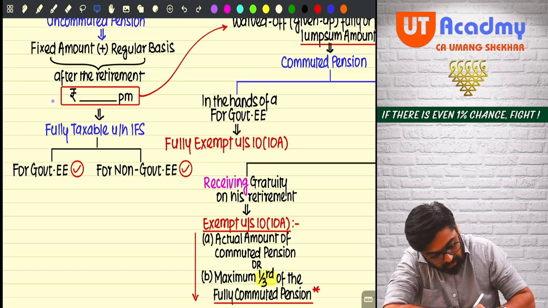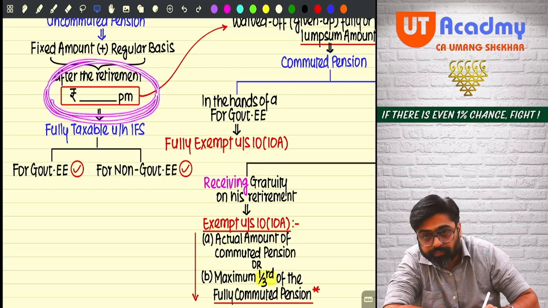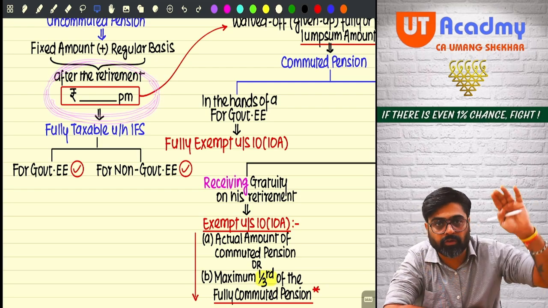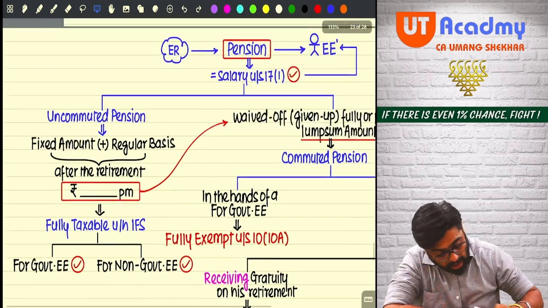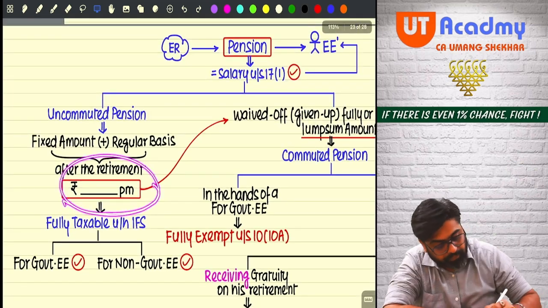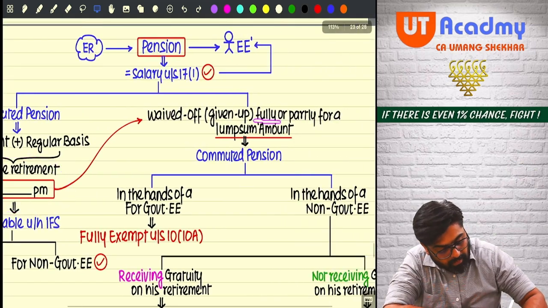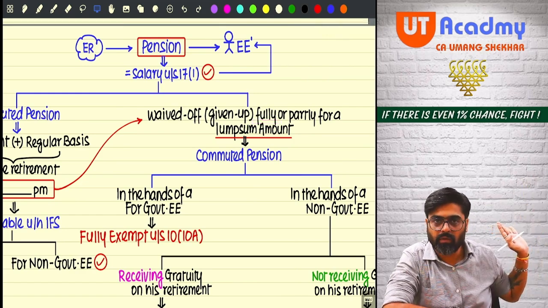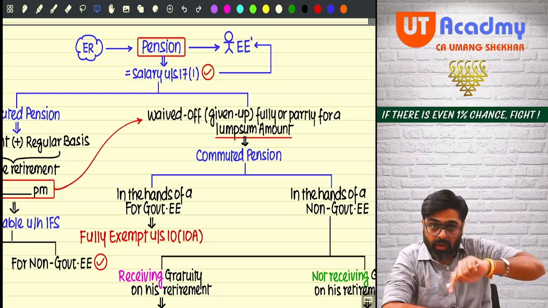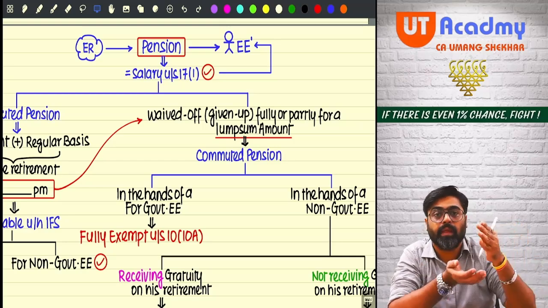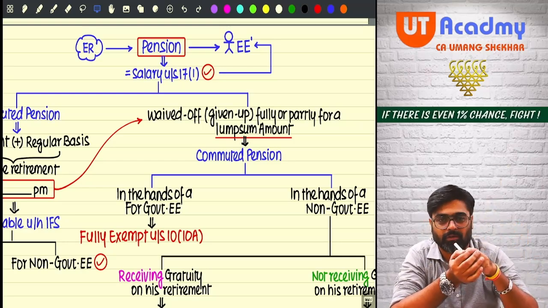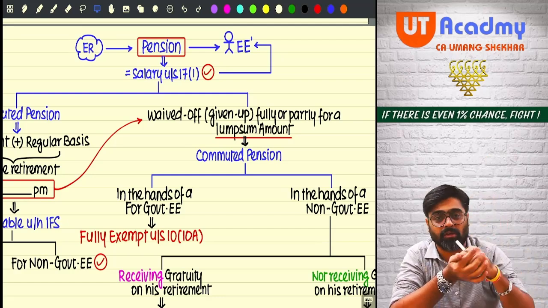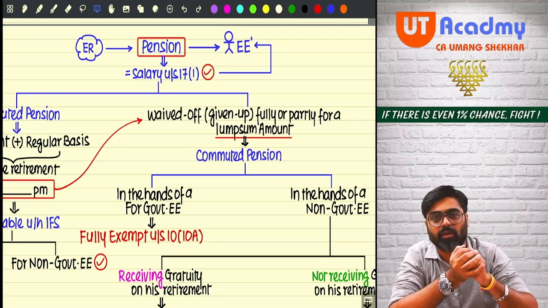So out of the monthly pension he is supposed to receive, he can waive off either the full amount, that is the entire 10,000, or out of the 10,000 he can waive off 50% also. He can waive off 60% also. He can waive off 40% also.